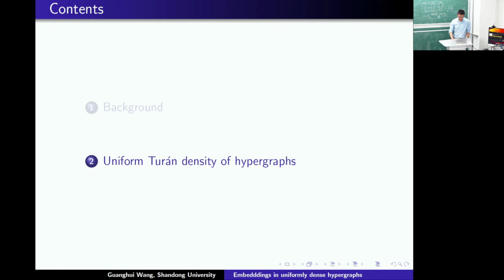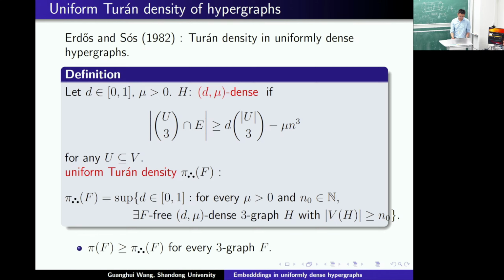So now we talk about the uniform Turan density of hypergraphs. In 1982, Erdos-Hajnal proposed to study the Turan density in uniformly dense hypergraphs, because they found that the edge distribution of the extremal hypergraph is highly uneven. So they wanted to consider hypergraphs with the additional requirement that the edge distribution is uniform or random.